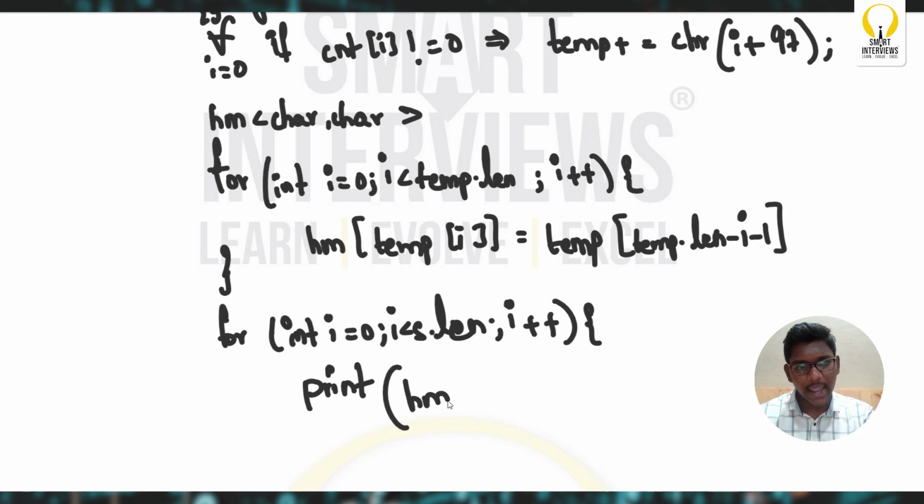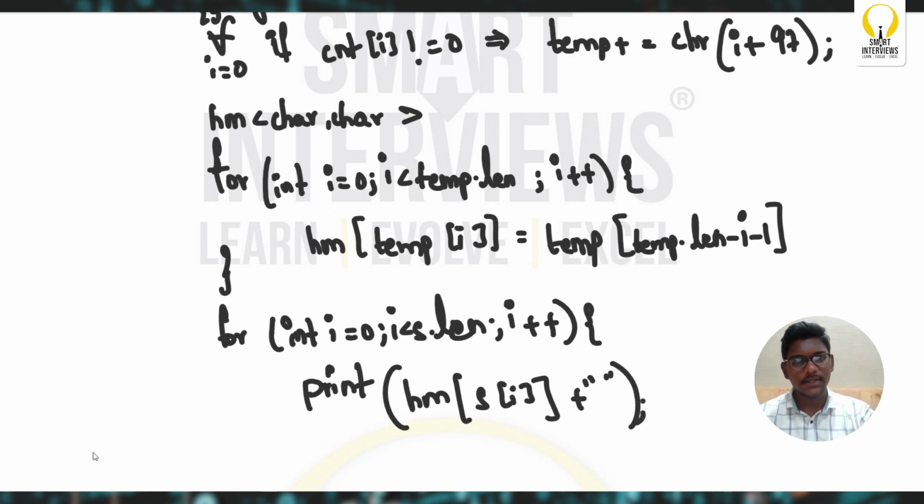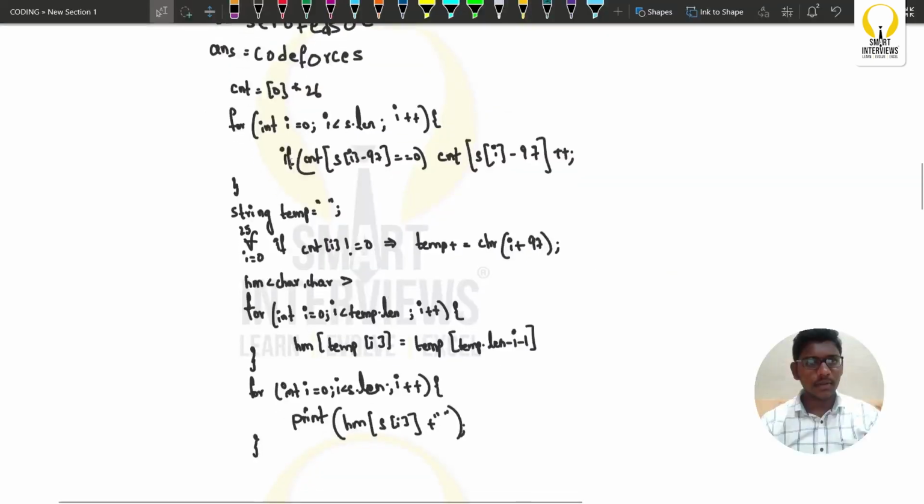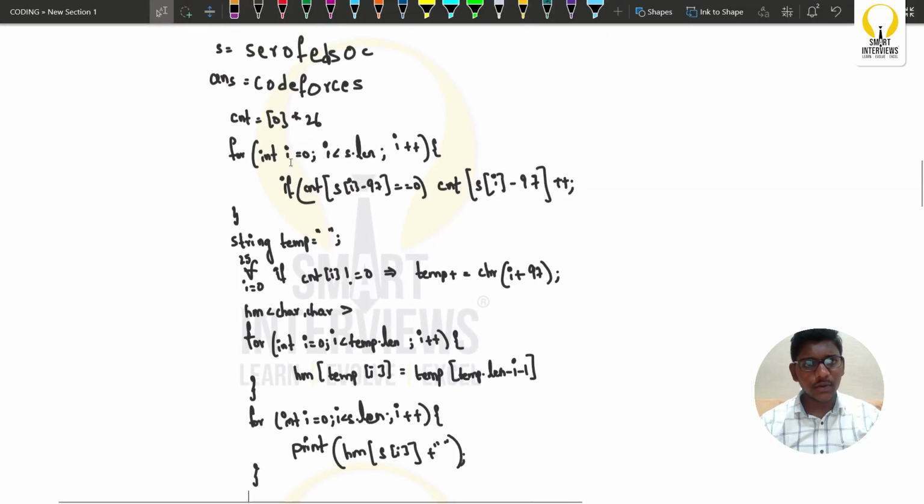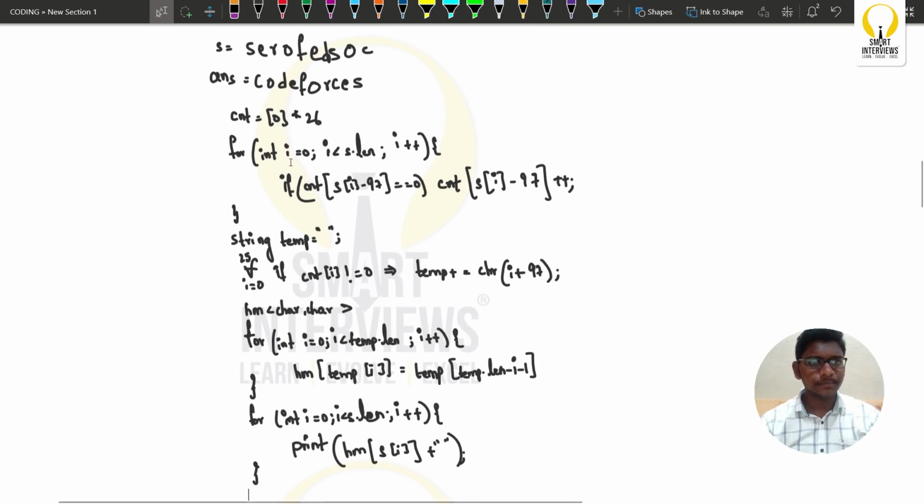So simply hash map of s of i, that's it. As you want the entire string, you're going to print the entire sequence in the same line. Okay, I hope the code is clear. Code it up, guys. So this is the reference for the entire code that we have written. I hope the code is clear.